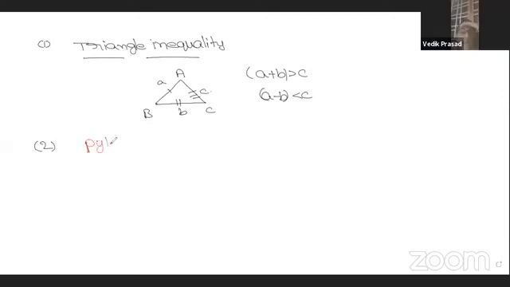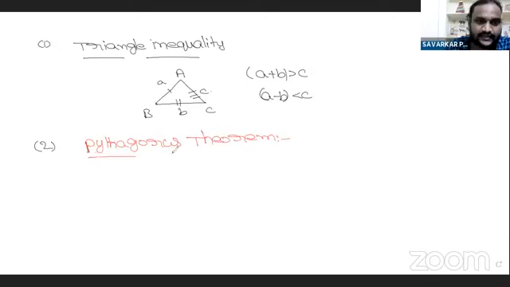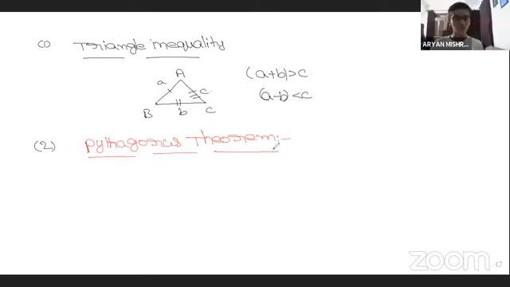The square of the hypotenuse is equal to the sum of the squares of the other two sides. This is called Pythagoras theorem. Where is this Pythagoras theorem valid, in every triangle or only in a right angle triangle? Sir, only in a right angle triangle. You can apply Pythagoras theorem only in a right angle triangle, so you have to mention that.